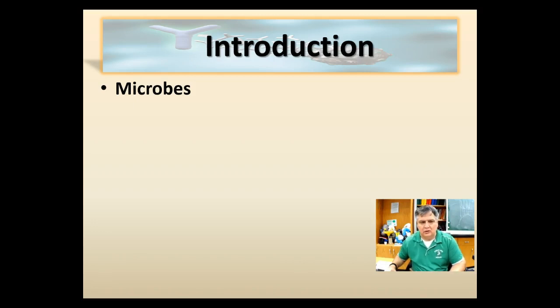So what are microbes? Microbes are tiny organisms that are too small to be seen with the naked eye. So as their name suggests, you need a microscope in order to be able to see them. Many of these microbes are pathogens, and they cause problems that your body has to deal with. The immune system has to deal with. So not all microbes cause problems, though.